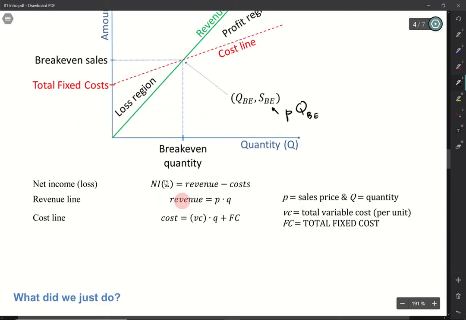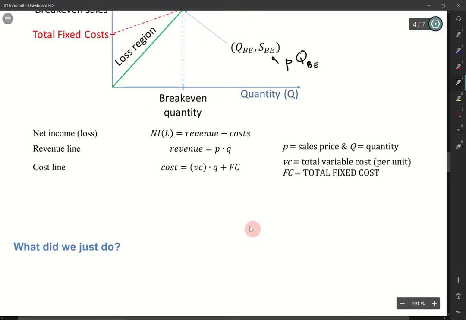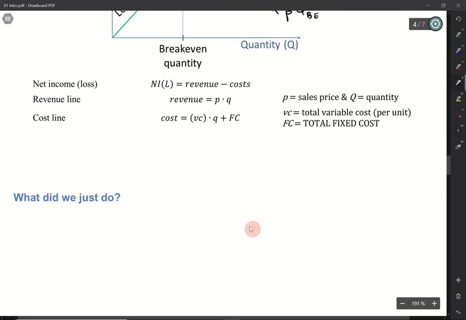Okay, so net income or loss is revenue minus costs. So here's our revenue line, price times quantity. Here's our cost line, variable. So here's M, our slope, which is the variable cost. There's a fixed cost, and that's what we have.